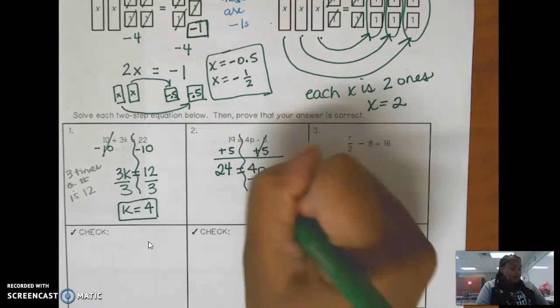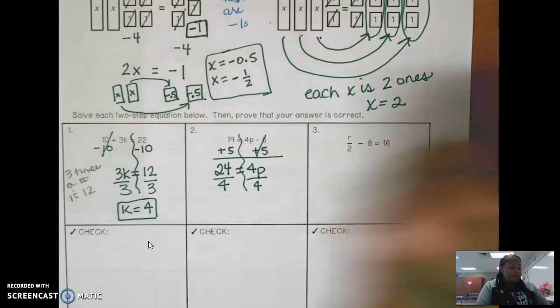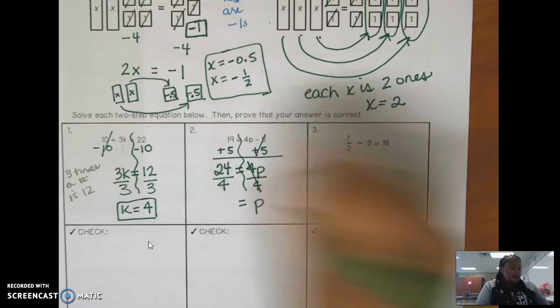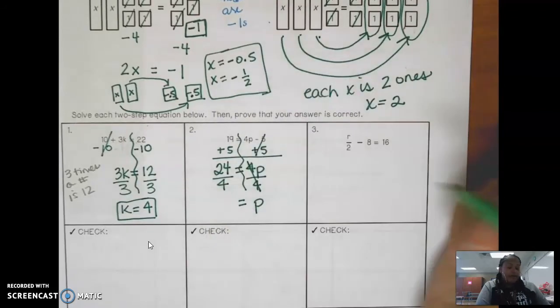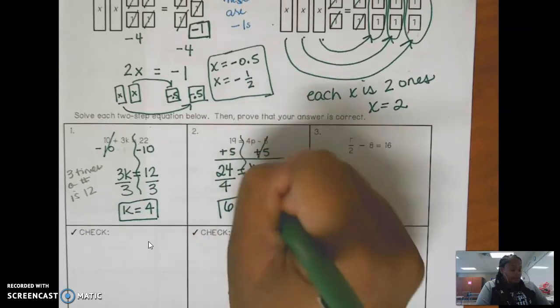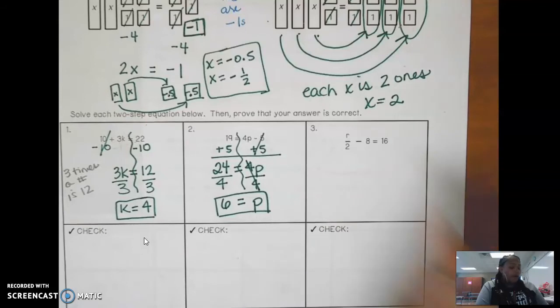So this says 4 times p. I'm going to divide by 4 on both sides, and these 4's cancel out. p is equal to 24 divided by 4, which is 6. Oh, and then at the bottom it has a check, so I'll go back and check in a moment.